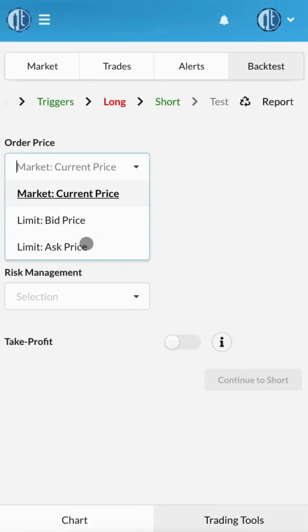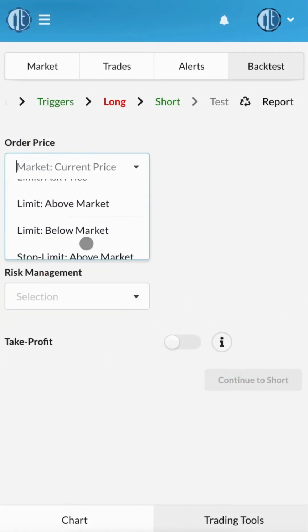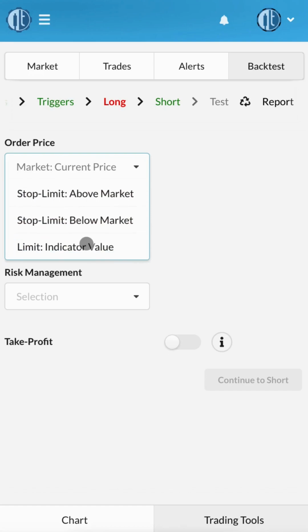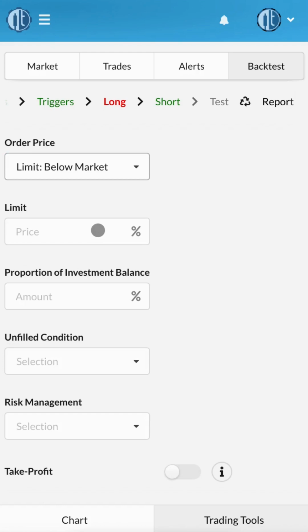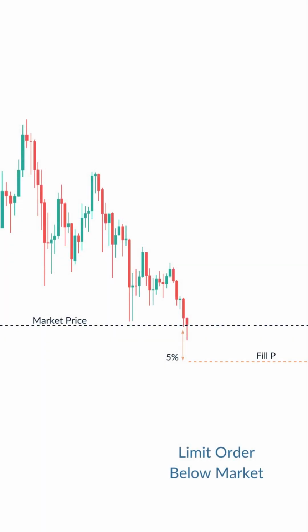A limit order will set the price that must be reached for the order to be filled. For example, selecting a limit below market will display another input box which requires a percentage value. Let's enter in 5%. This would mean that if the system triggers an order, the trade will only take place once the price drops 5% below the current market price. For more information on order prices, visit our documentation.